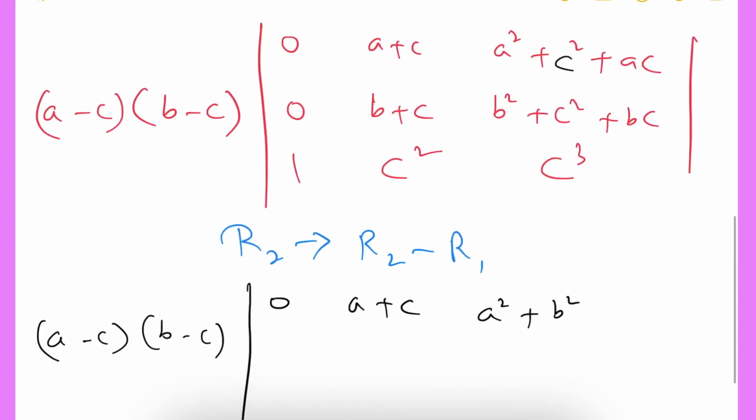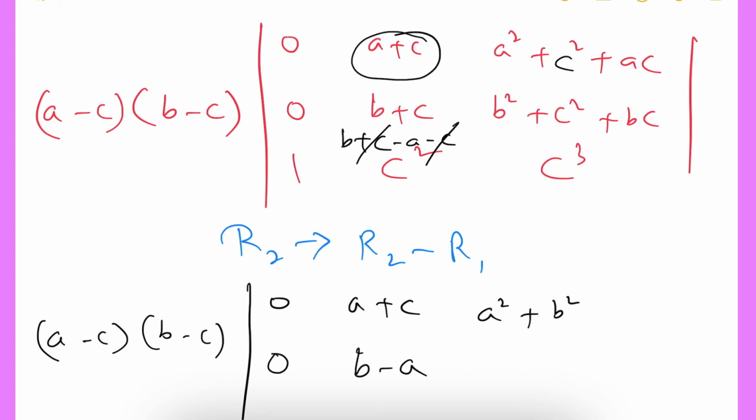So let me do this now. 0 minus 0, 0 only, no problem. Then b plus c minus a plus c. So b plus c, minus is for this total, so every element will become minus. Minus a minus c. Plus c minus c cancel, then we remain with b minus a.